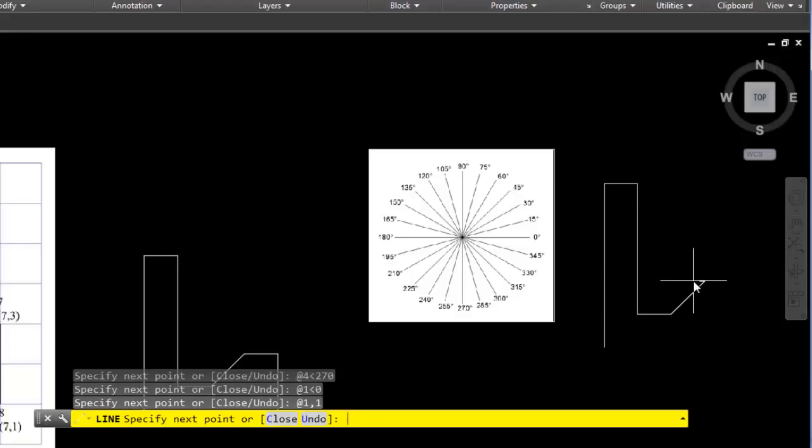Then I'm going to go straight to the right 1. So once more, at 1 at an angle of 0. Now I'm going to go down 2. This time I'm going to put in at 2 at an angle of -90, just to mix it up a little bit and show you the differences. Finally, I'm going 4 to the left, so that's going to be at 4 at an angle of 180. And that completes the shape.